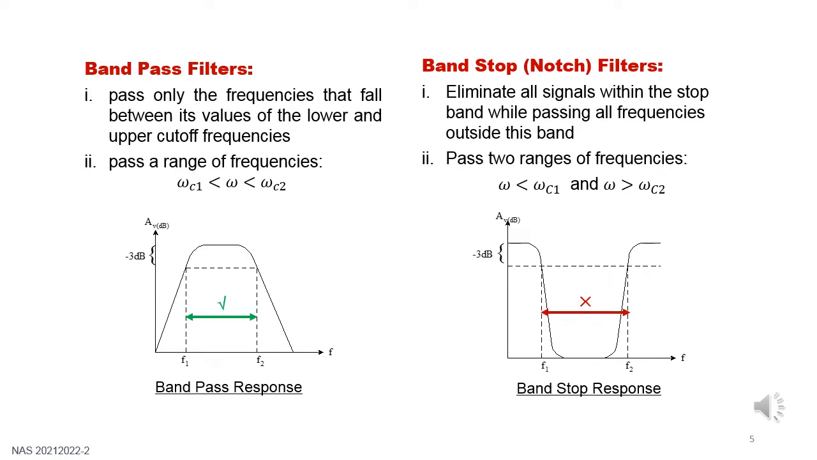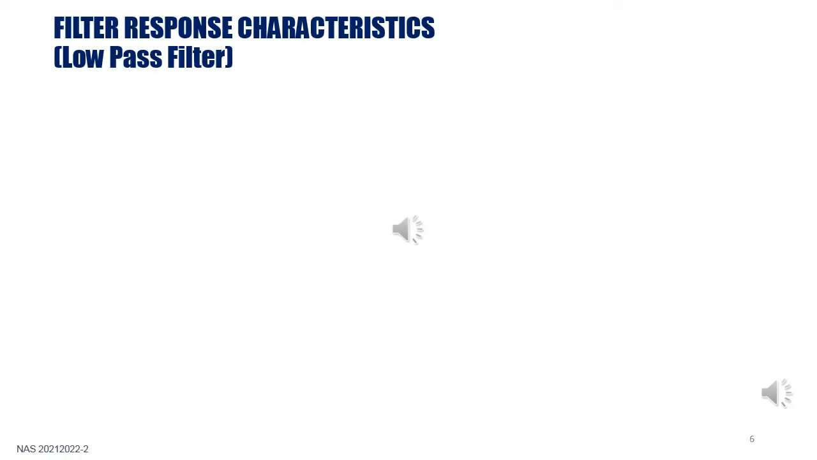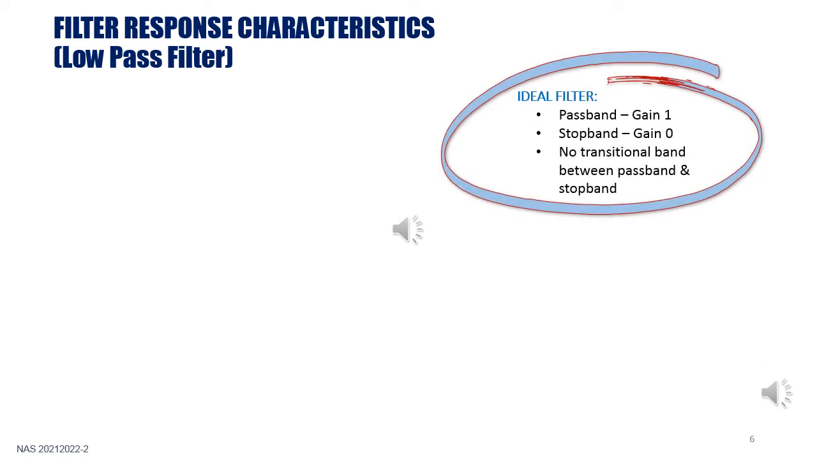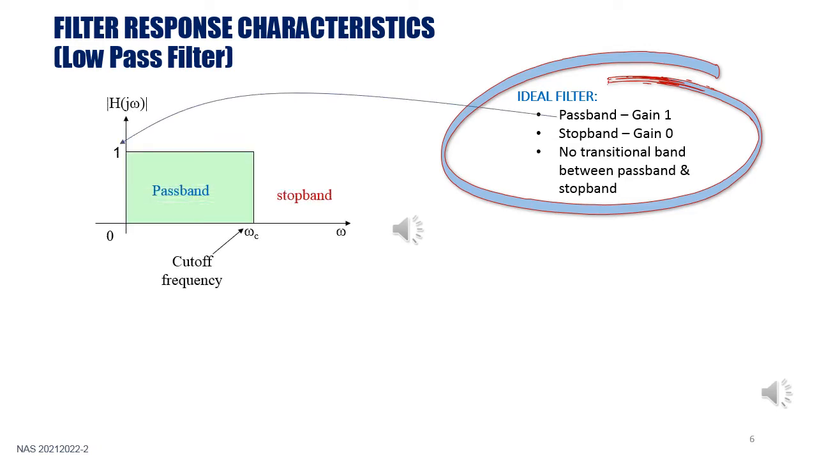Next, we are about to look at the frequency response, which represents the filter behavior across frequency ranges. Let us look at the first example on a low-pass filter. In the ideal case, the frequency response appears as a square signal with sharp edges separating the passband and the stopband. The passband gain or its amplitude is 1, while the stopband gain is 0. In addition, there is no transitional band in between passband and stopband.